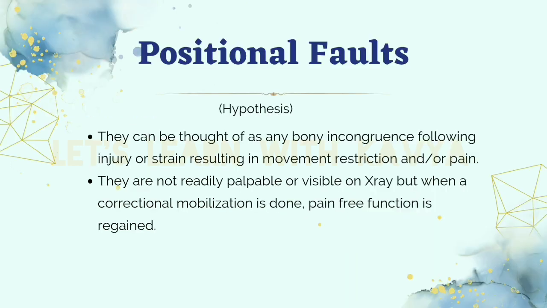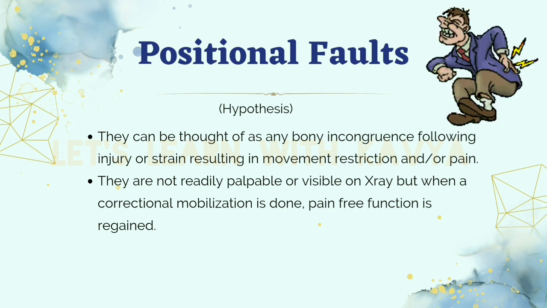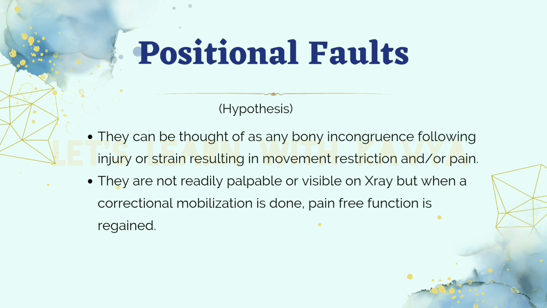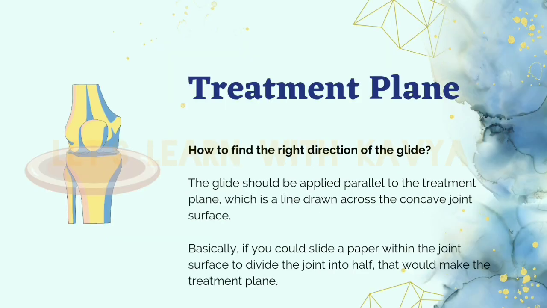Positional faults are a form of hypothesis. They can be thought of as any bony incongruence following injury or strain resulting in movement restriction and or pain. They are not readily palpable or visible on X-ray, but when a correctional mobilization is done, pain-free function is regained. Next, we are looking at the treatment plane. Basically, it's the answer to the question: how to find the right direction of the glide.